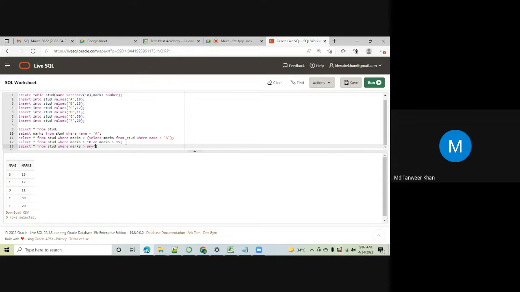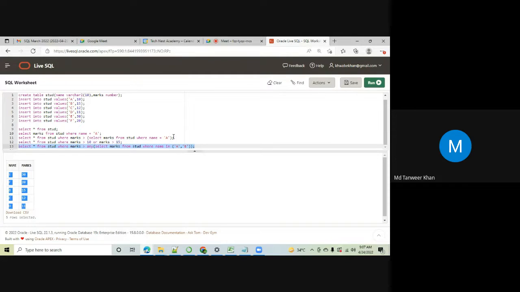Marks is greater than ANY. I will use this ANY SQL keyword. What is this ANY? I will ANY select marks from student where name in A, B. Let me execute this query first of all. So you got this output: 30, 20, 15, 12, and all the outputs are coming.